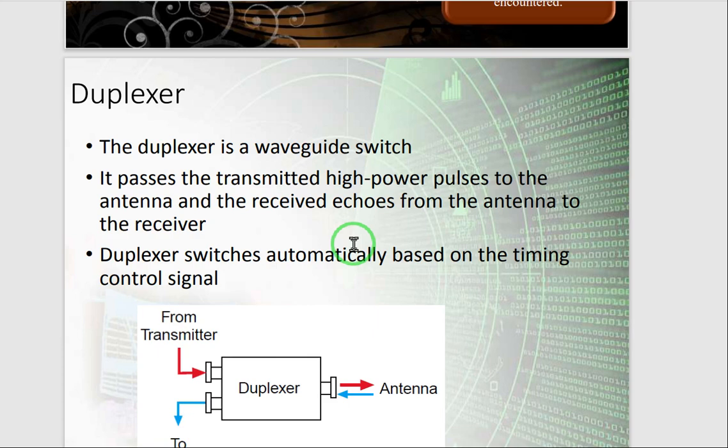And that duplexer works as a switch, or it is connected with a switch, which automatically switches from transmitter to receiver or receiver to transmitter on the basis of the control signal that has been generated timely by the system.